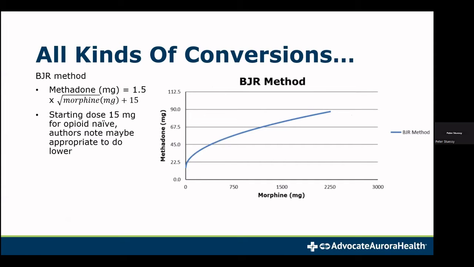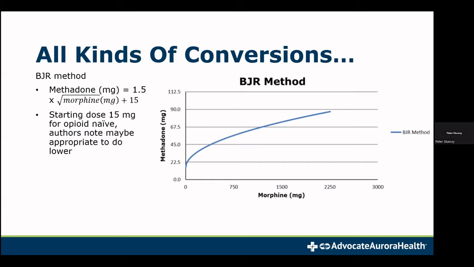A new one that is not brought up in McPherson that I found quite intriguing is this BGR method. The thought here is that 15 milligrams would be your starting dose in an opiate naive patient. And then the curve for what the conversion would look like would be a parabola. So they came up with a formula to kind of mimic that.